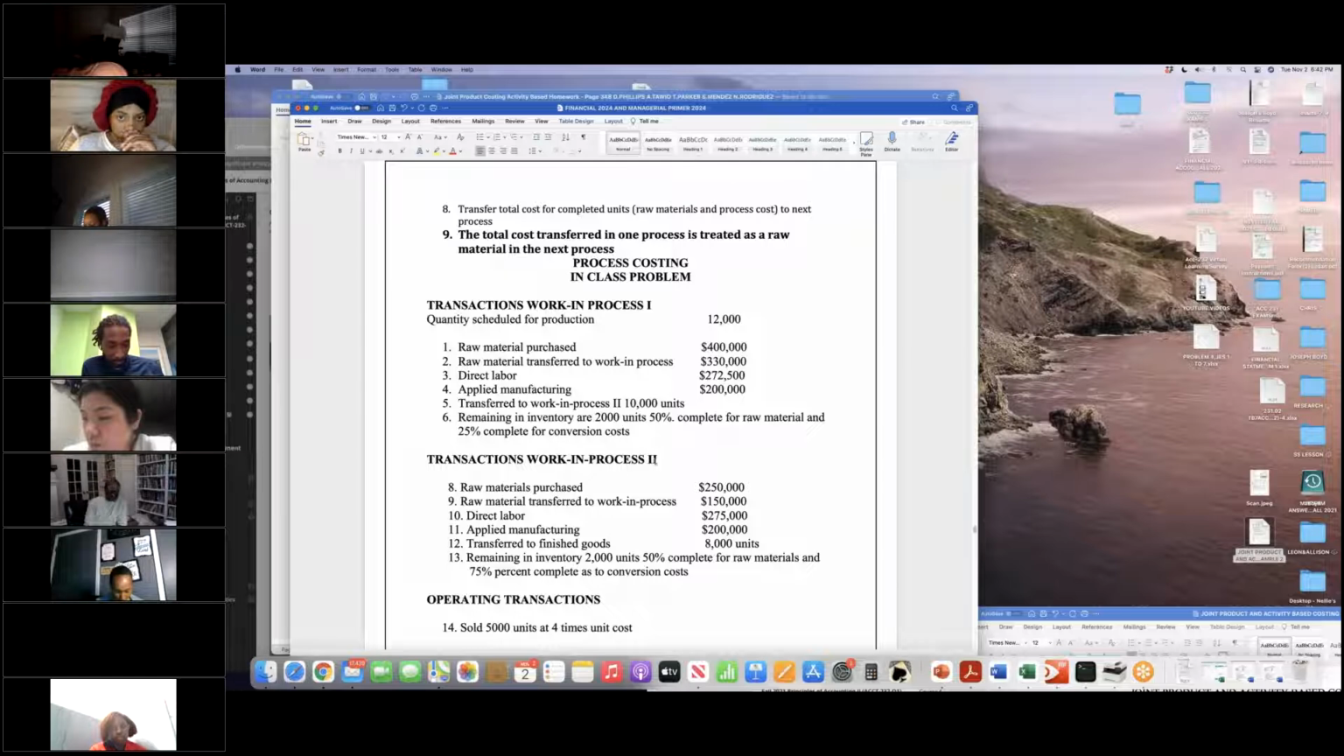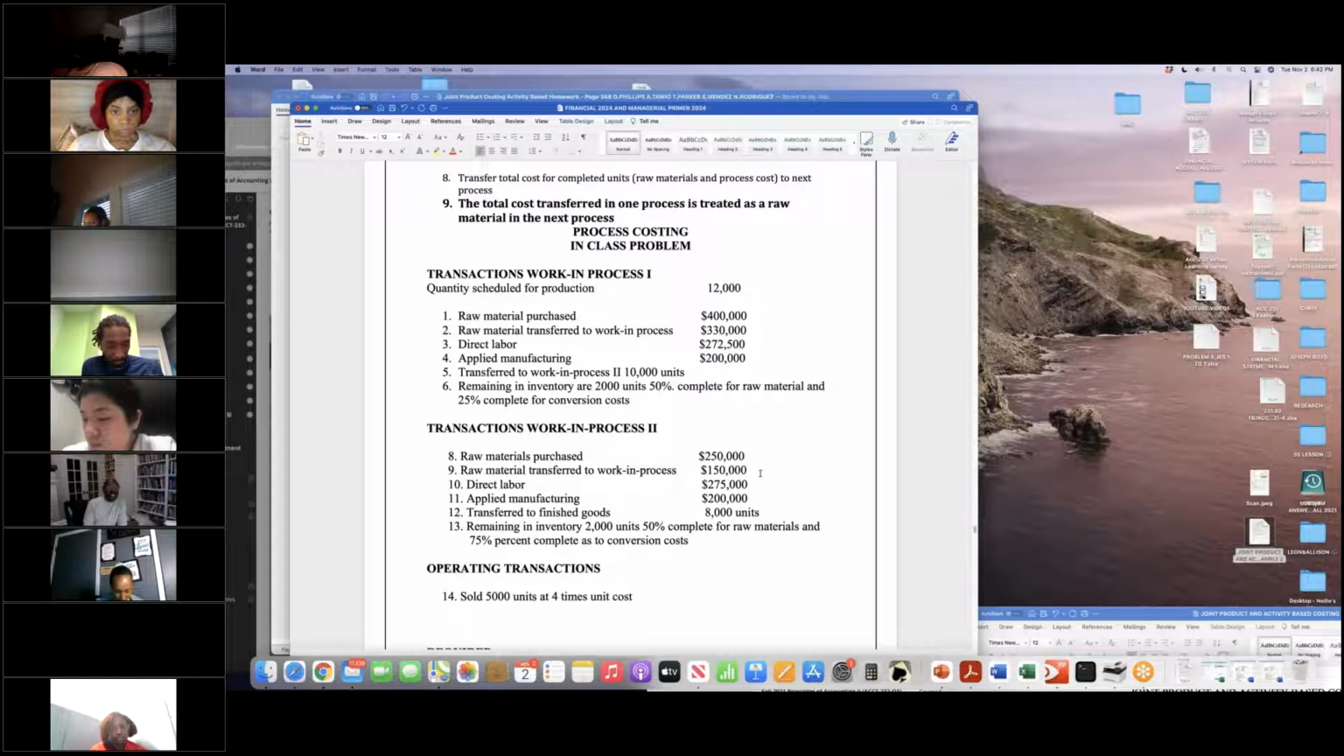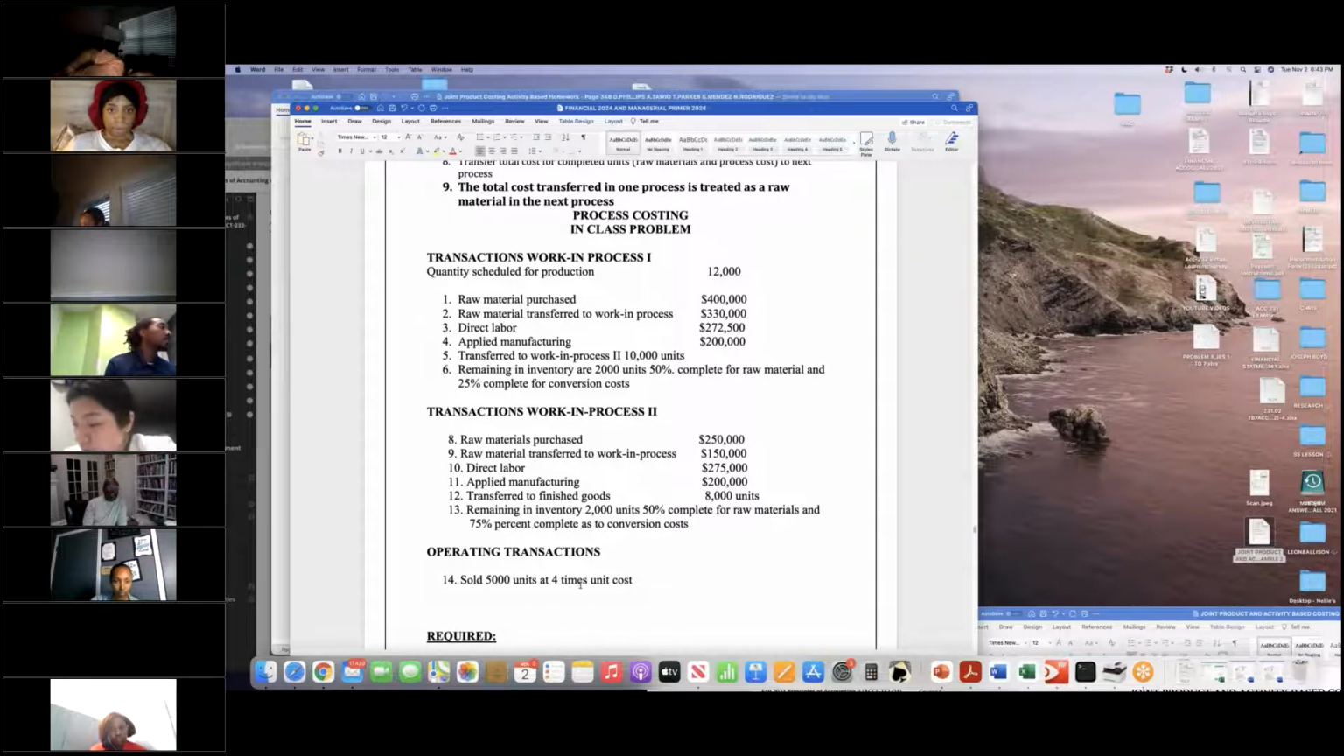That's the question. And work in process 2, they get the transferred in amount. They add raw materials, labor, overhead, and then they transfer 8,000 units. Okay, so they got 10 and they transferred 8. The ones remaining were 50% complete for raw materials and 75% complete for conversion costs. Then they sold 5,000 units at 4 times the unit cost.